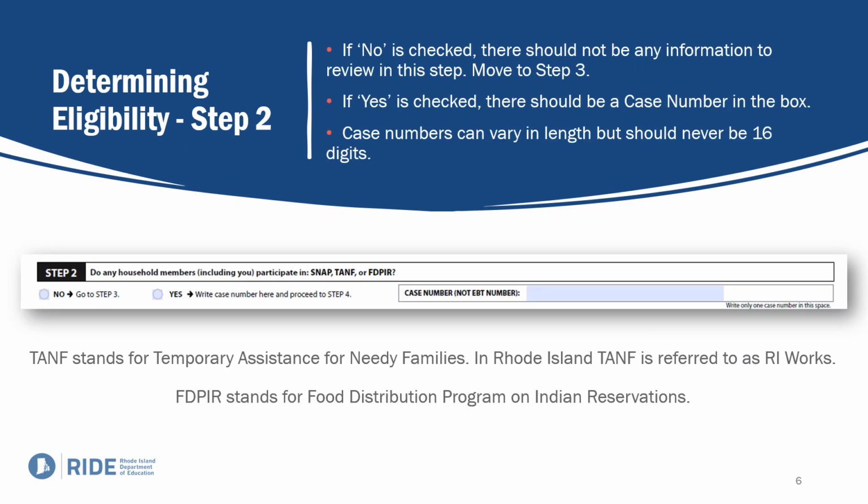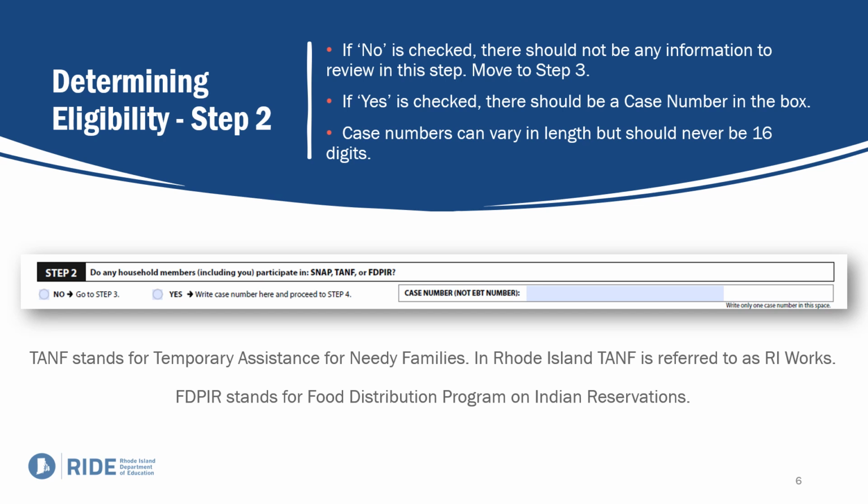In step 2, the question asks if any household members currently participate in one or more of the following assistance programs: SNAP, TANF, or FDPIR. In Rhode Island, TANF is referred to as Rhode Island Works. If they checked yes, they need to put a case number in the box here.